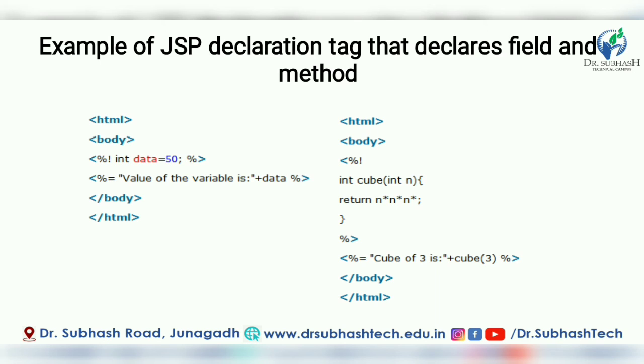On the other side, in the next example on the right side, we have defined one method, int cube, taking the parameter int n, and that will return n into n, meaning the cube of n. This definition of the method is given in the declaration tag. Declaration tag means <%! and closing angular bracket. So this declaration of variables and methods we can put into the declaration tag. And further we have printed one line, cube of 3 is, using the expression tag <%=. So this was the example of the declaration tag.